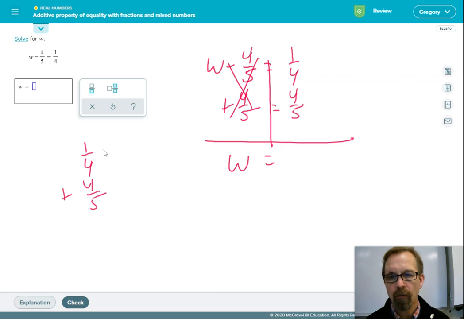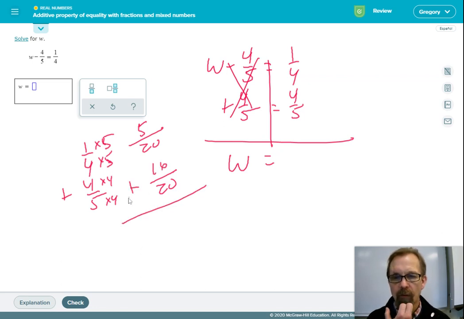So if we make it 20ths, right? So times 5, times 4. So we have 20ths on the bottom. This becomes 5/20ths, and this becomes 16/20ths. Plus, so we add them together, we get 21/20ths.